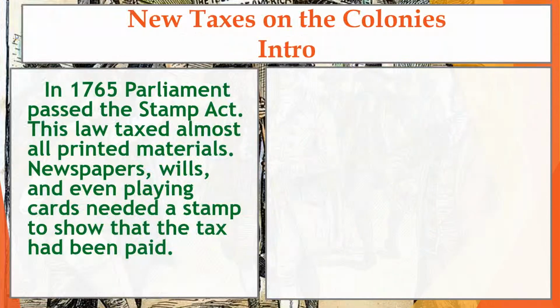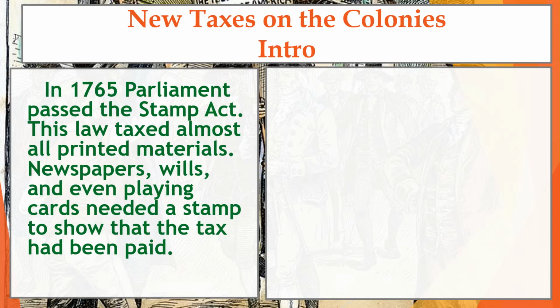So let's jump right into this. I am on page 114. It's new taxes on the colonies. We have that first paragraph, a very short paragraph, and that's the intro, and that's why I called it that. So right into it: in 1765, Parliament passed the Stamp Act. This law taxed almost all printed materials. Newspapers, wills, and even playing cards needed a stamp to show that the tax had been paid. Very short paragraph, so we know we're not going to have too much here to summarize.